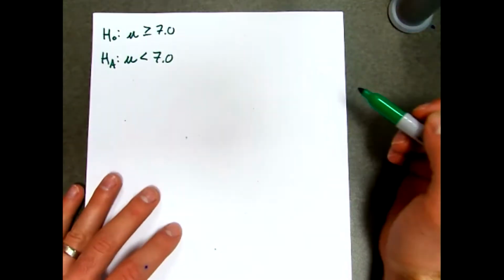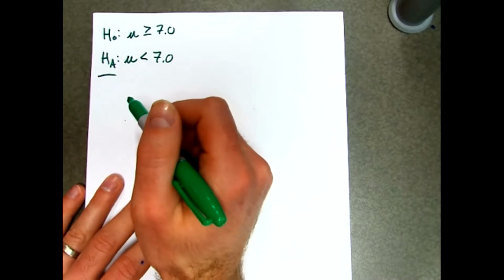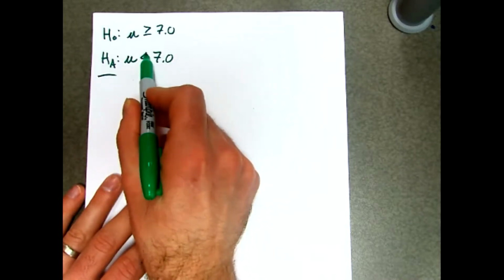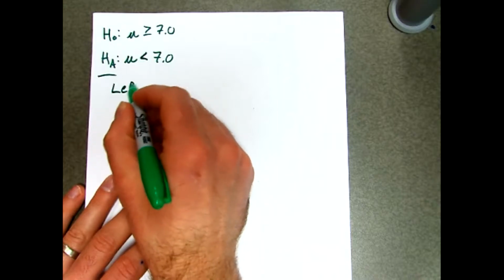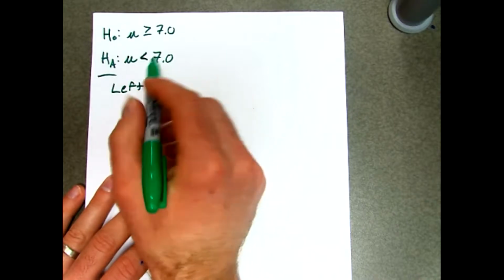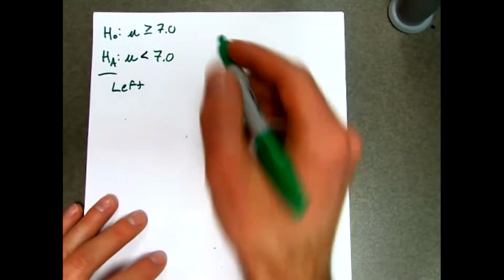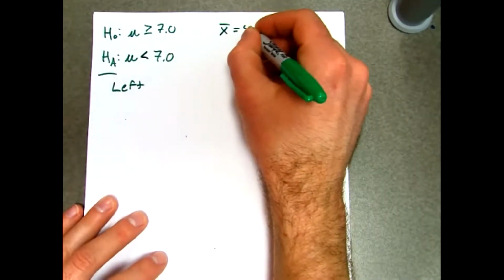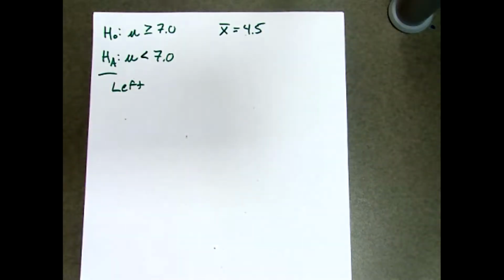So what type of tailed test do I have here? I look at my alternative hypothesis. I've got a less than sign, so I've got a left-tailed test. Only evidence on the left side goes against the null, so that's the only time I could possibly reject it. You always look at the alternative hypothesis.